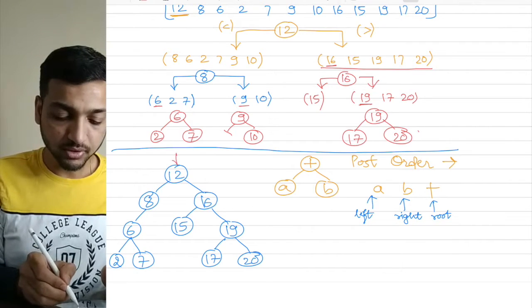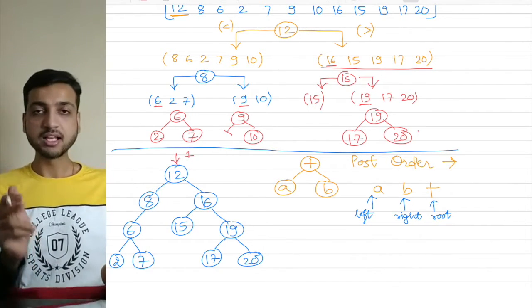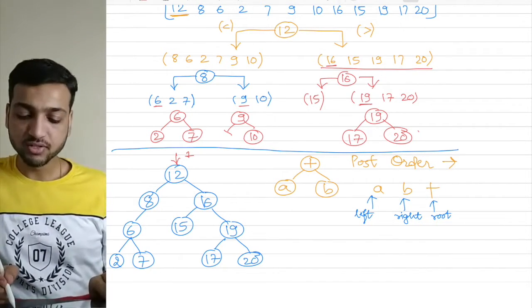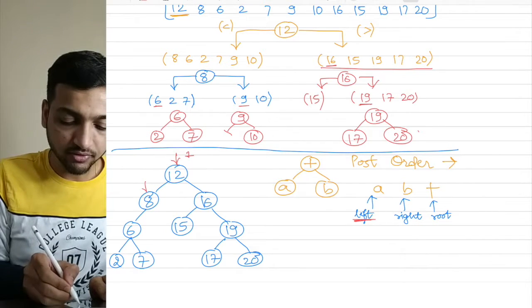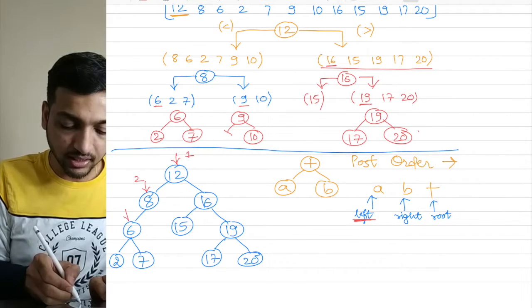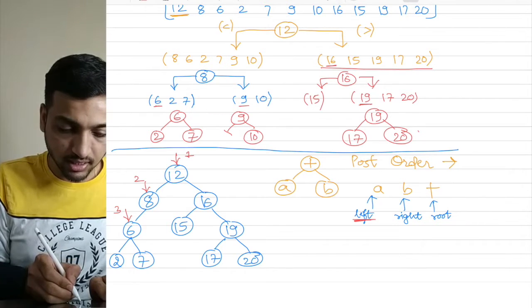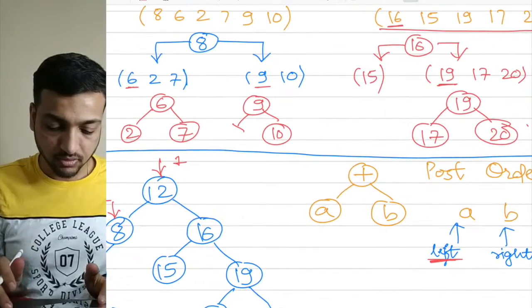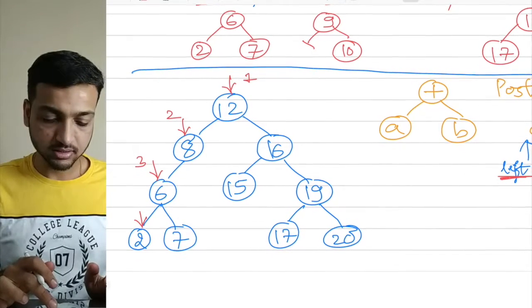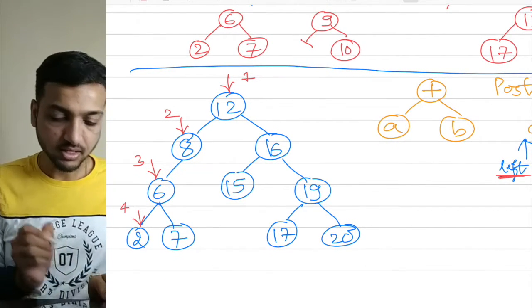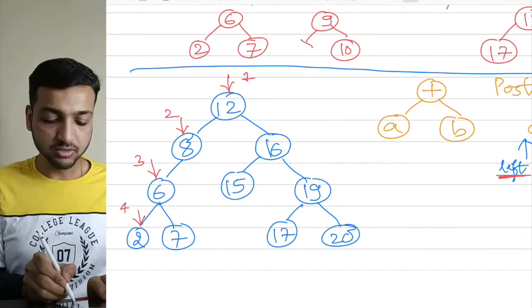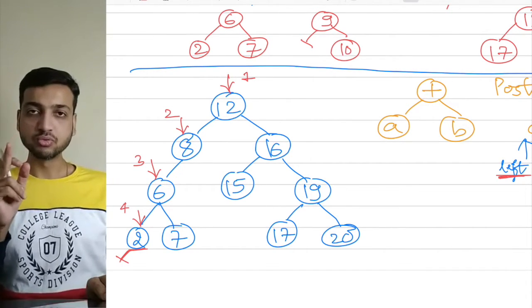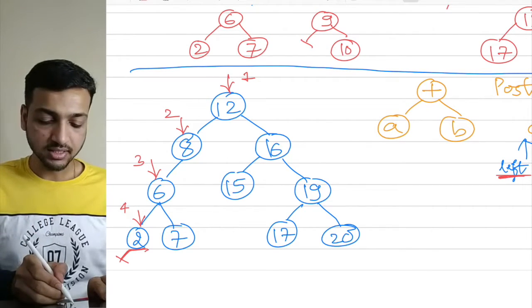So we start from here. I start from the root, and we always visit the left first. So I come to the left here, then again I come to the left here, and then again I come to this left. Okay, so now I am at this node 2. There is nothing at the left. Left is null. Once I'm done with that, I go to the right.